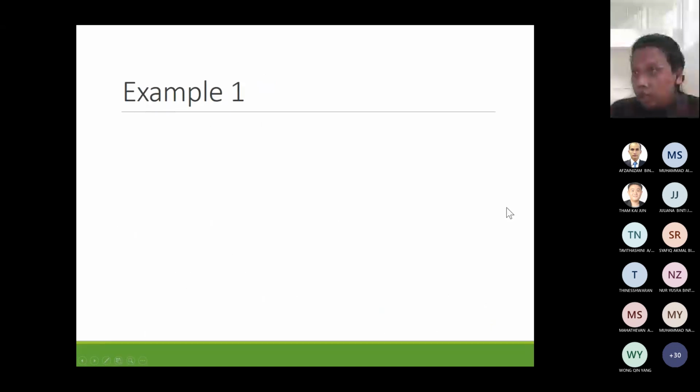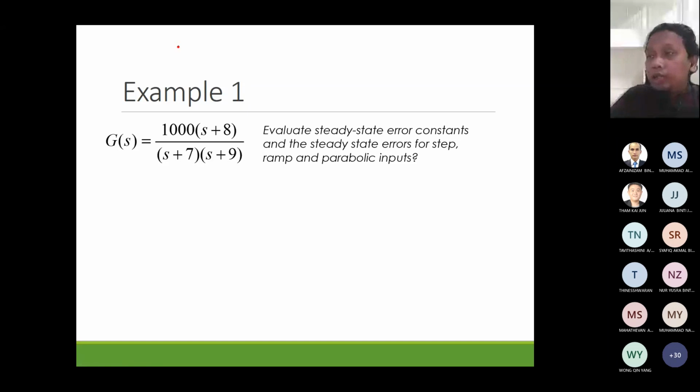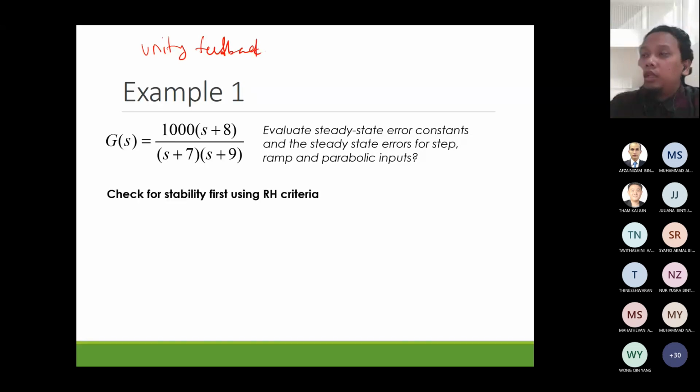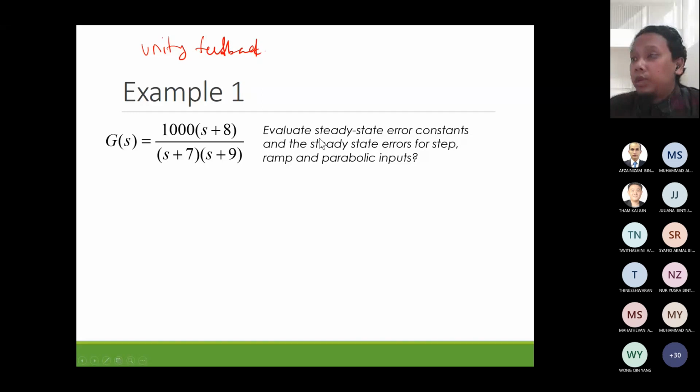Okay, so now let's look at an example. So let's say you have this transfer function. So let's say this is a unity feedback system. So the question asks you to evaluate the steady state error constants and the steady state error for step, ramp, and parabolic input. So if you look here, then you know that S is power of 0. Okay, so here S power of 0, so equals 1. So you know already this is type 0. So type 0, you will expect to have error for step input and infinity error for ramp and parabolic input.